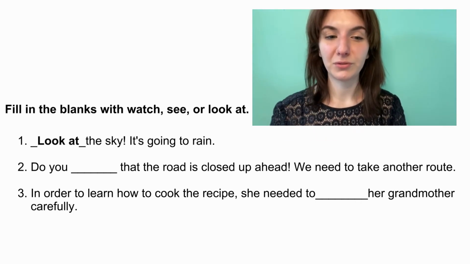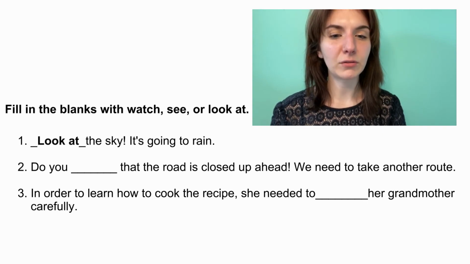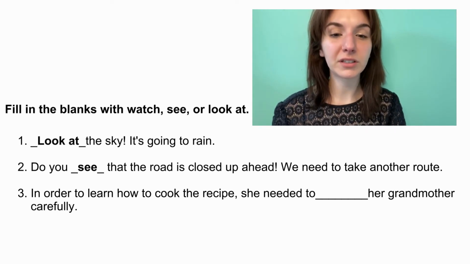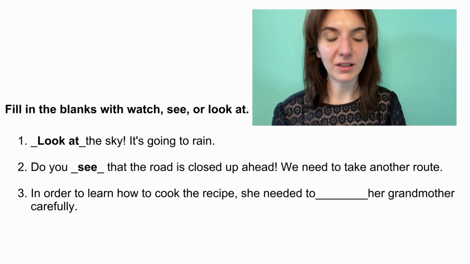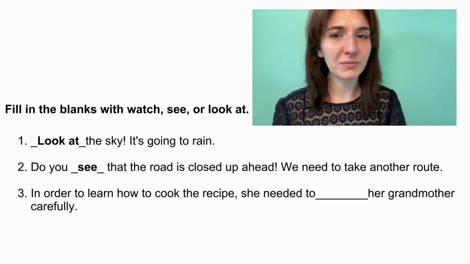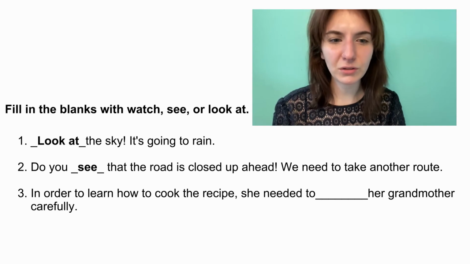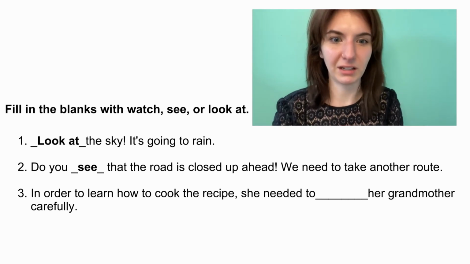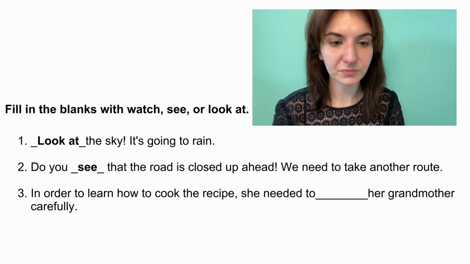Okay, number 2: "Do you blank that the road is closed up ahead? We need to take another route." Do you see? Yes, "Do you see that the road is closed up ahead?" It's probably not something you would choose if you had the opportunity to choose. So it's just a physical reaction to something that is happening in front of you.